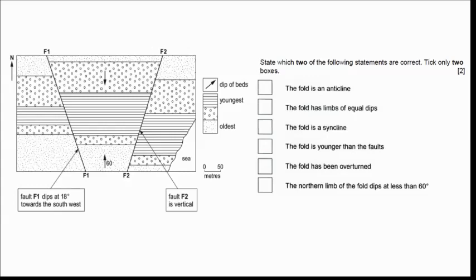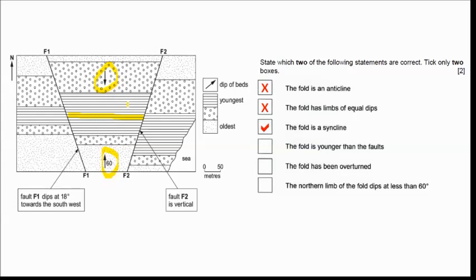Now this is a very common question again, when they're asking you to tick two statements. It's a question of process of elimination. What we know so far is that the fold is a syncline. So we can put an X by the fold as an anticline, and tick the fold is a syncline. Again, we looked at these arrows here pointing inwards towards the axial plane trace there. And we also know from a syncline that the youngest beds are in the center, and that would support that statement.